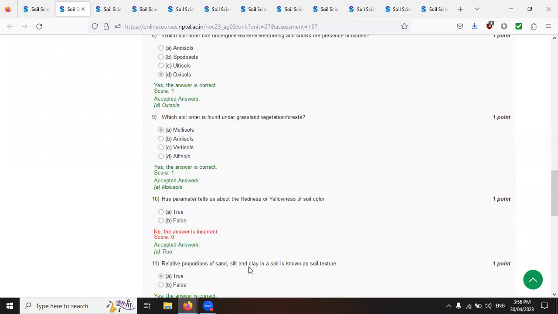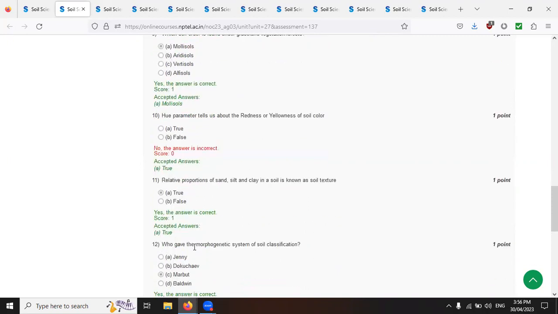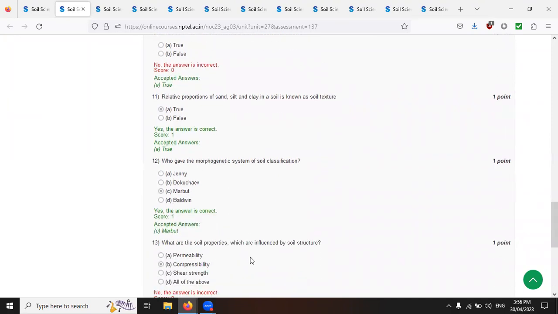Relative proportion of sand, silt, and clay in soil is known as soil texture. Is that true or false? It's definitely true. Who gave the morphogenic system of soil classification? Was it Jenny, Dokuchaev, Marbut, or Baldwin? It's Marbut. Marbut gets the answer.